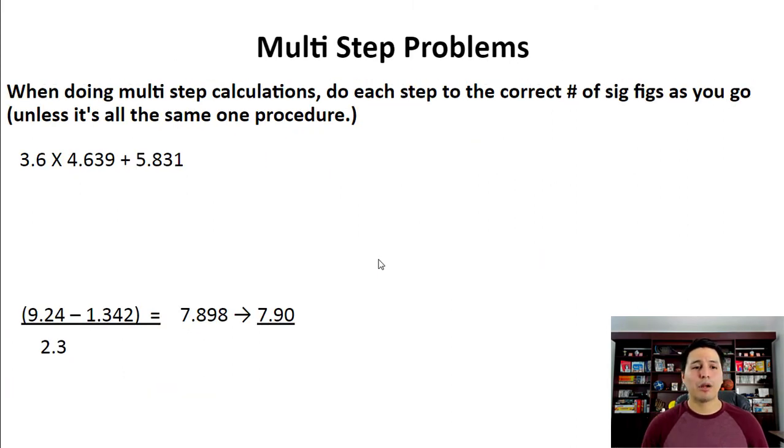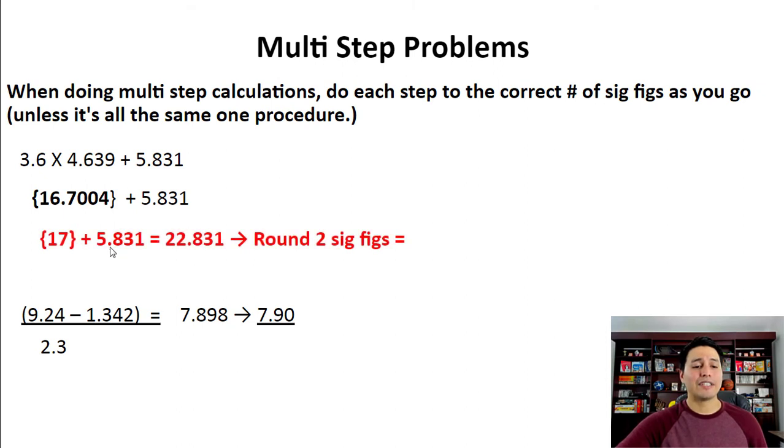Next, we have multi-step problems. When doing multi-step calculations, do each step to the correct number of sig figs as you go, unless it's all the same one procedure. So what I mean by that is, when you look over here, you got 3.6 times 4.639. Now, what we're going to do is we're going to first multiply these out. So when you multiply them out, you get 16.7004. But notice, our final answer should only contain 2 sig figs within this multiplication part. So then we're going to change this number to just 17, because we're going to stop at the 6, look to the right, it's greater than 5, so that makes it a 7.